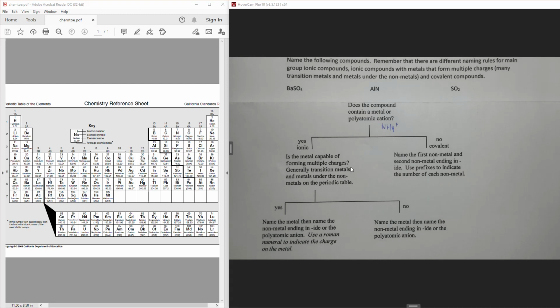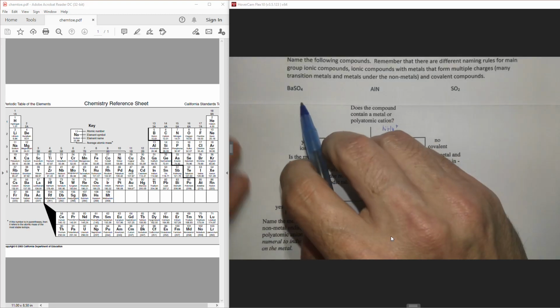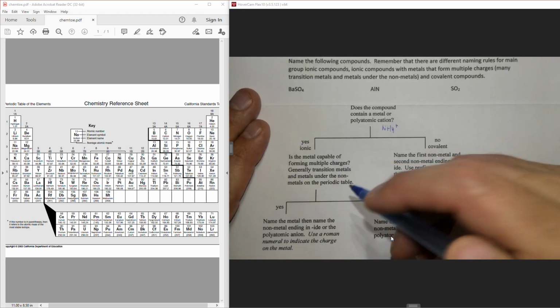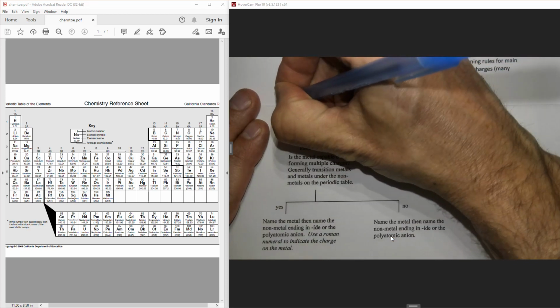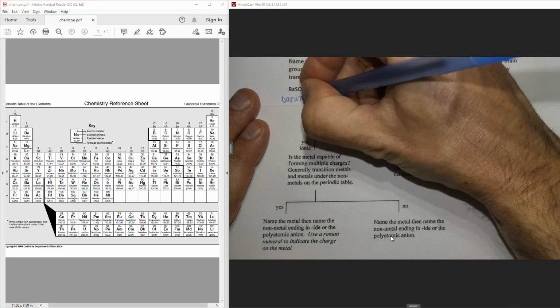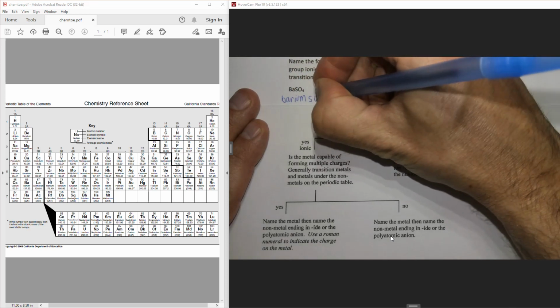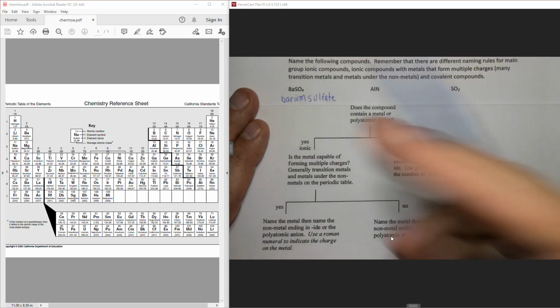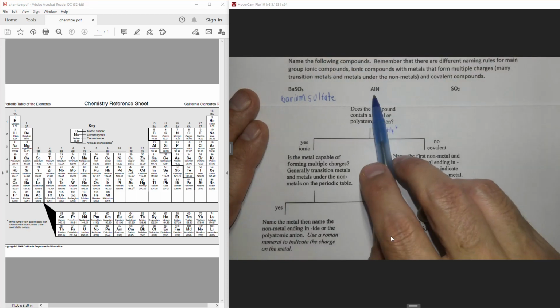The next question is, is the metal capable of forming multiple charges, or is it main group? If it's a main group metal, 1A, 2A, or 3A, it's not capable of forming multiple charges. So the answer here is no. So name the metal, and then name the nonmetal ending in "ide," or the polyatomic anion. In this case, we have SO4, which you just have to remember is sulfate. So we name the metal, barium, and the polyatomic anion, sulfate, and this is called barium sulfate.